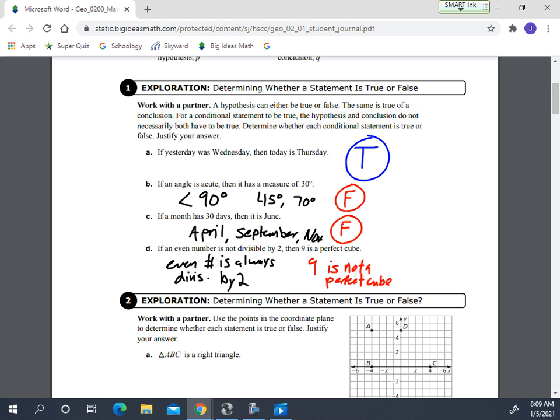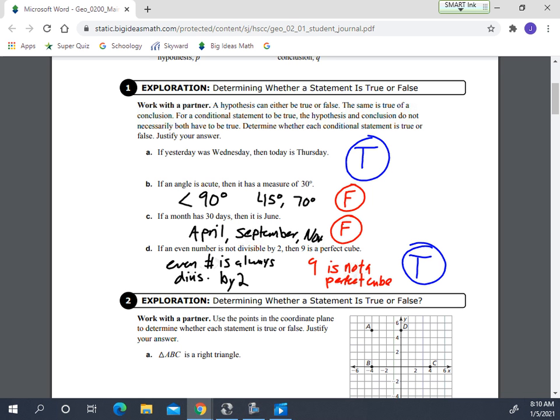Okay. Here's where it gets kind of tricky. This is really kind of confusing, mostly because we don't really work with false hypotheses and false conclusions together, right? But this is actually a true statement. Okay? We have two false. So if your hypothesis and conclusion are both false, then this is a true statement. Okay, so let's go through this.